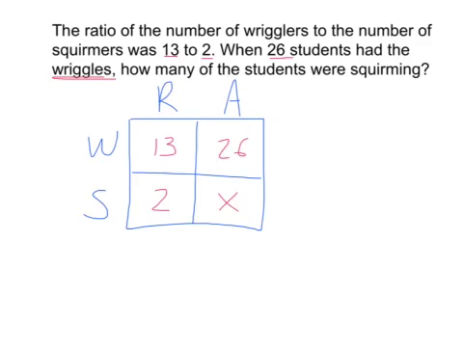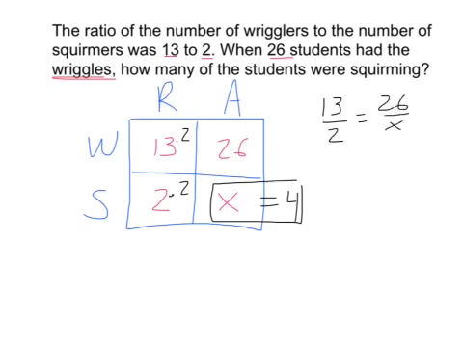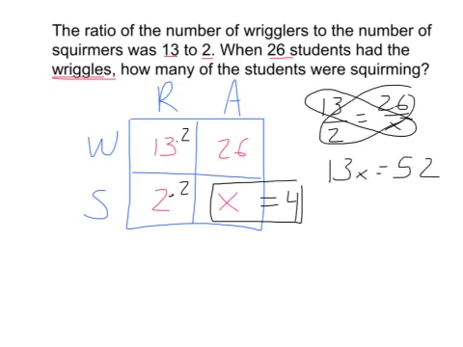Now I can see real quickly that if I take 13 times 2, that'd give me 26. So I need to take 2 times 2, and that'd give me a value of 4. That's all you have to do on that if it works out nice and neat. If that's not something you like, you can always do the proportions of 13 over 2 equals 26 over x, and then do your cross products. 13x equals 26 times 2 is 52, and then divide by 13, divide by 13, x would equal 4. Either way works.